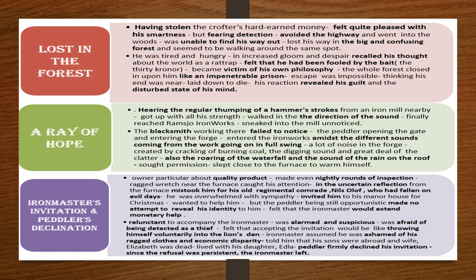The owner of the mill was the ironmaster, who was very particular about quality product. His greatest ambition was to ship out good iron to the market. And for this, he would make his nightly rounds of inspection of the mill to see that the work was done well. The stranger close to the furnace caught his attention that day. So the ironmaster walked close up to him and looked over him very carefully. He even tore off his hat to get a better view and called him by the name Niels Olof, mistaking him for his old regimental comrade.